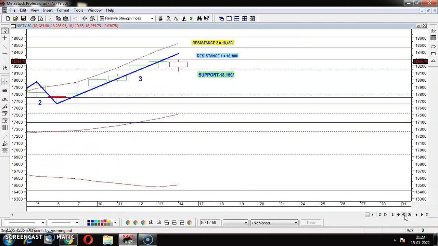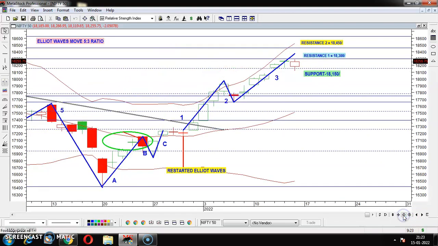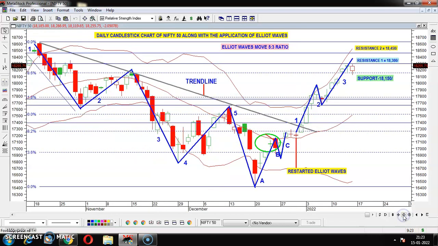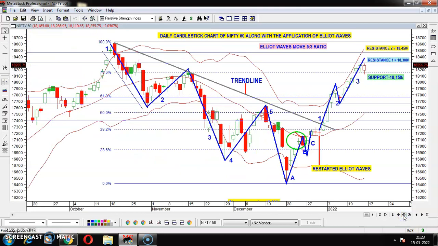In my last two or three videos I have explained how the Elliott waves generally move in the market, or what the implication of Elliott waves is. Here I have already plotted the Elliott waves. You see that Elliott waves generally can be two sided, either in a downside or in an upside.